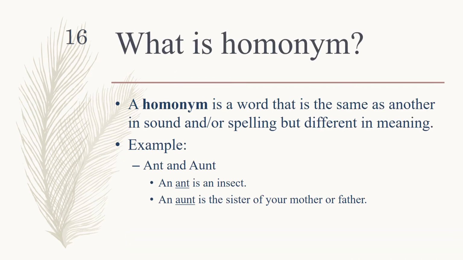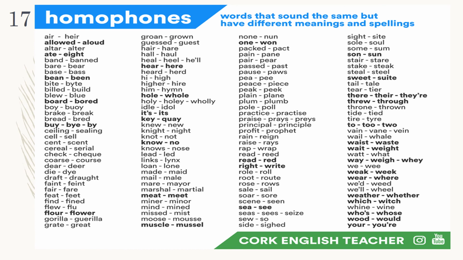What is a homonym? A homonym is a word that is the same as another in sound and or spelling but different in meaning. What is a homonym, children? A homonym is a word that is the same as another in sound and or spelling but different in meaning. You can see the example. Ant and aunt. An ant is an insect. An aunt is the sister of your mother or father. So children, you have learned what is a homonym.